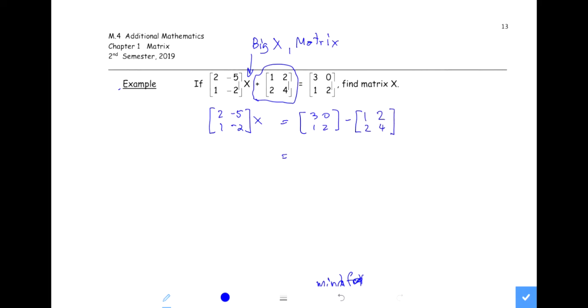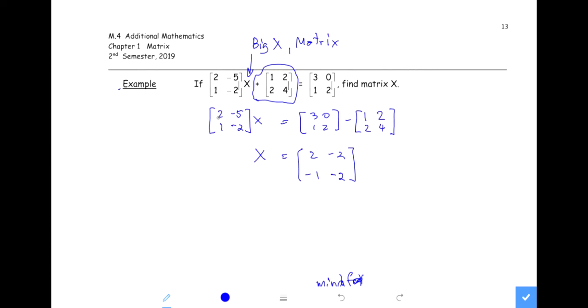Then you just do the simple matrix subtraction. 3 minus 1 is 2, 0 minus 2 is -2, 1 minus 2 is -1, and 2 minus 4 is -2. Now you want to find this X. You want to find just X alone, right?